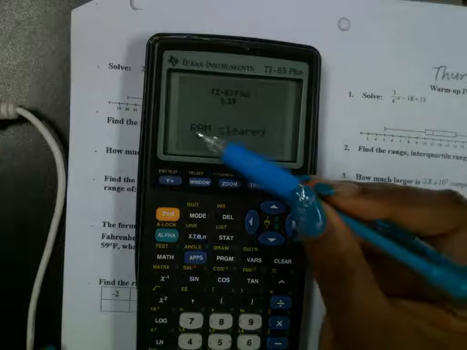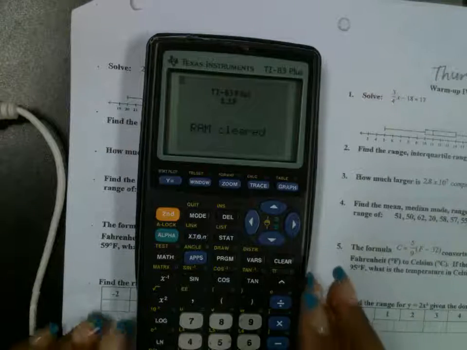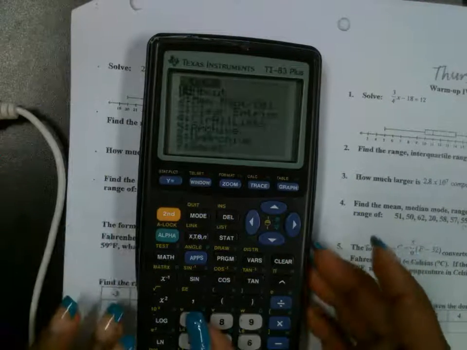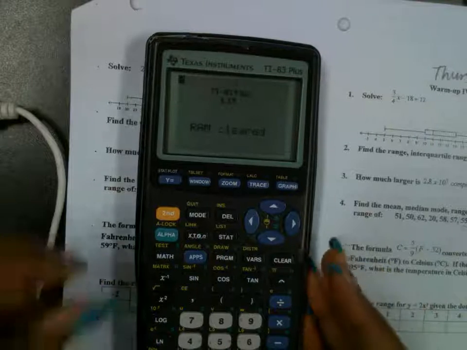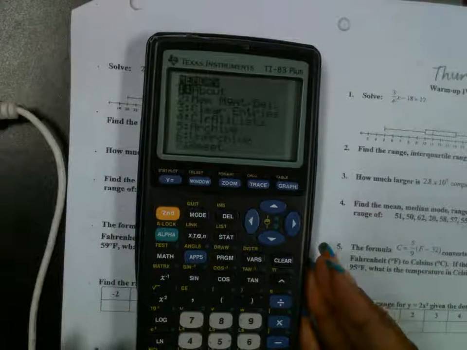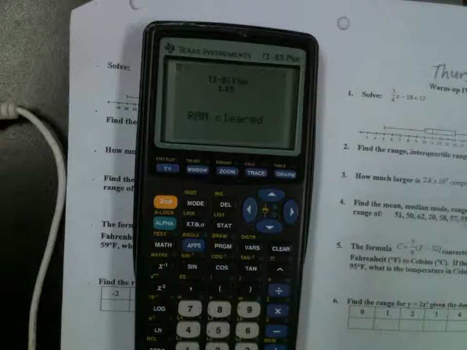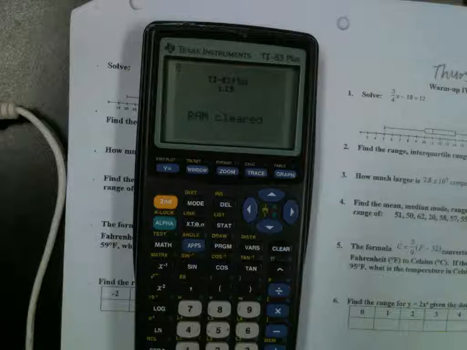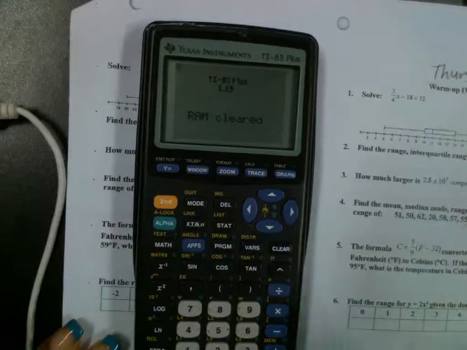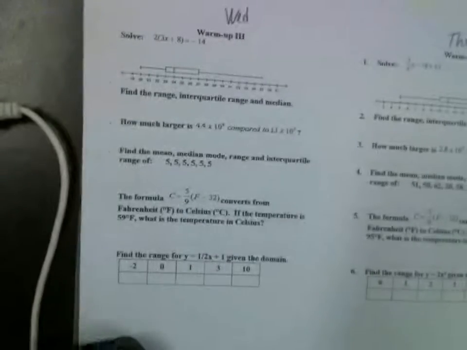RAM is random access memory, just in case you wanted to know. Second, the plus sign, number 7, then 1, 2. That completely clears the calculator. You're going to want to know how to do that because sometimes people will delete things by accident and you need to reset it. So second plus 7, 1, 2. All right, so now we definitely can do that first one.